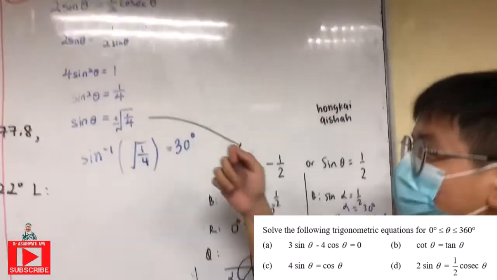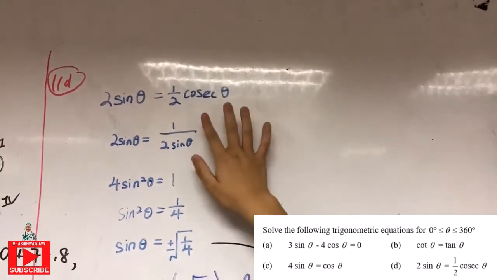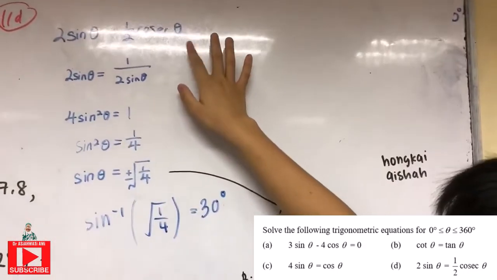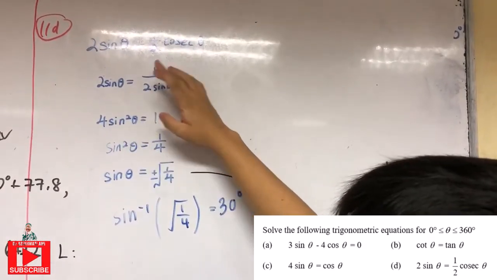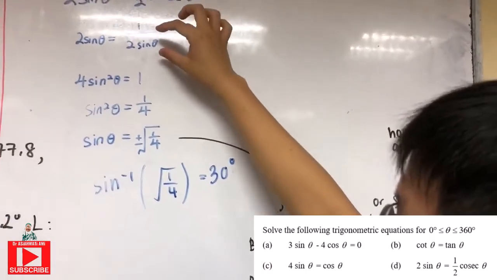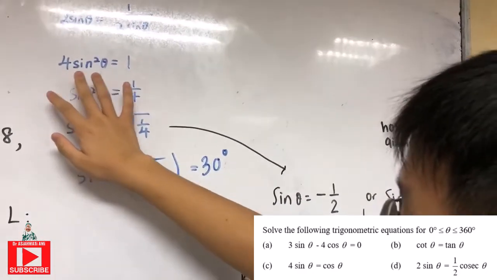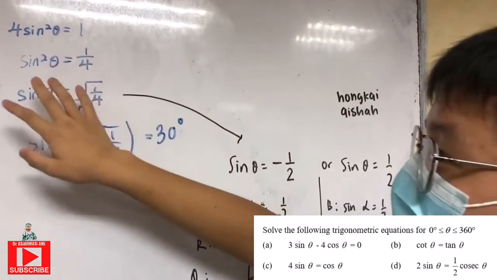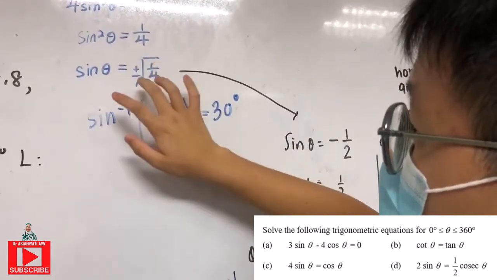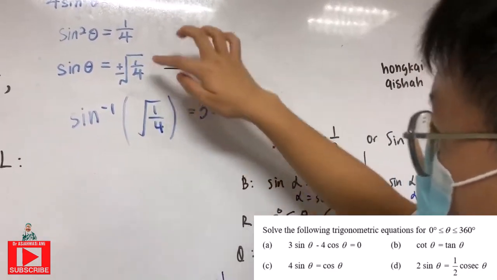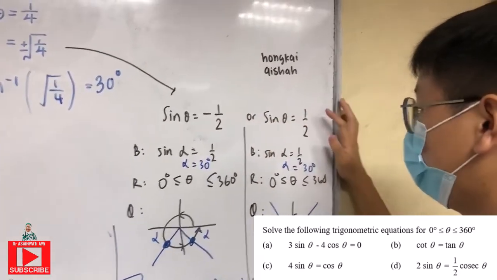For question 11D, the question gives us 2 sin theta equals 1/2 cosecant theta. First we change cosecant theta into 1 over sin theta, so it will be 2 sin theta equals 1 over 2 sin theta. We move 2 sin theta to the left, so we get 4 sin squared theta equals 1. So sin squared theta will be 1/4, and sin theta will be plus or minus the square root of 1/4. So sin theta equals negative 1/2, or sin theta equals 1/2.